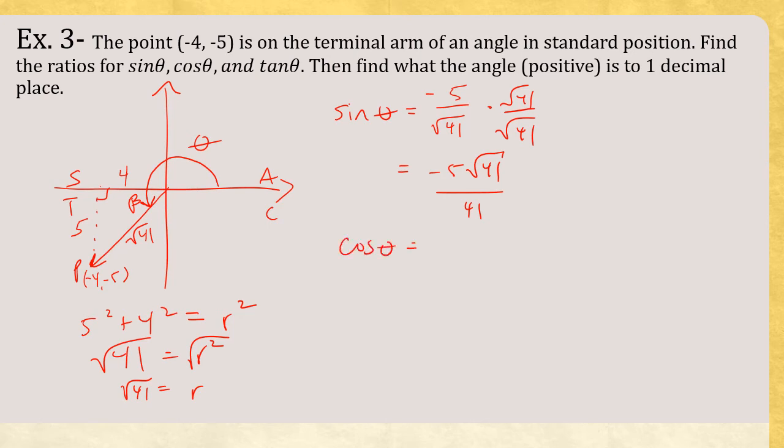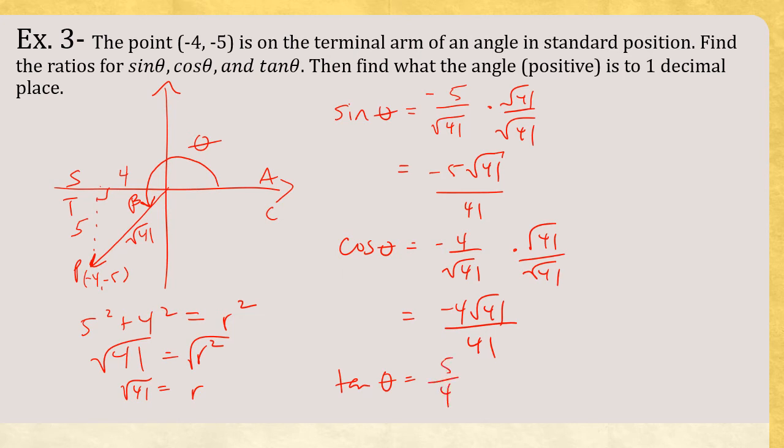Cos theta. Adjacent over hypotenuse, or x over r, 4 over root 41. Only tan's positive, so that's negative. Got rid of that root 41. We end up with that. And then tan theta, y over x, or opposite over adjacent, 5 over 4. Tan is positive, and that's positive. Beautiful.